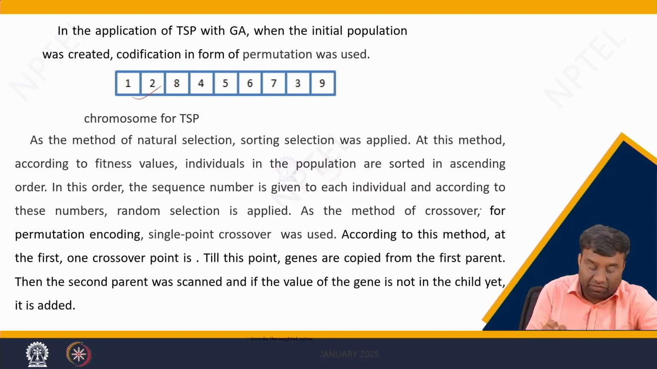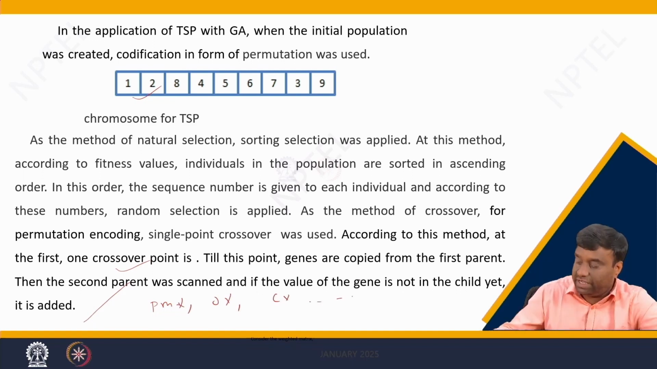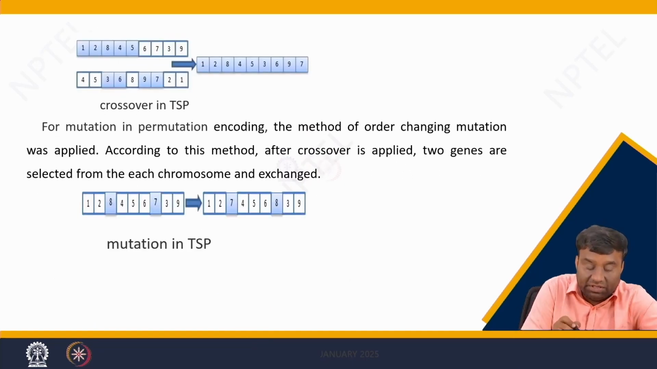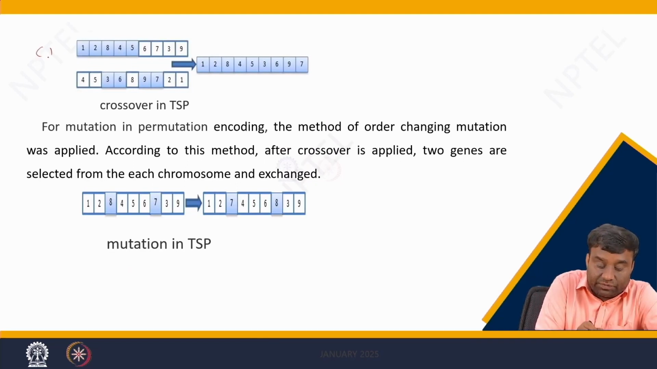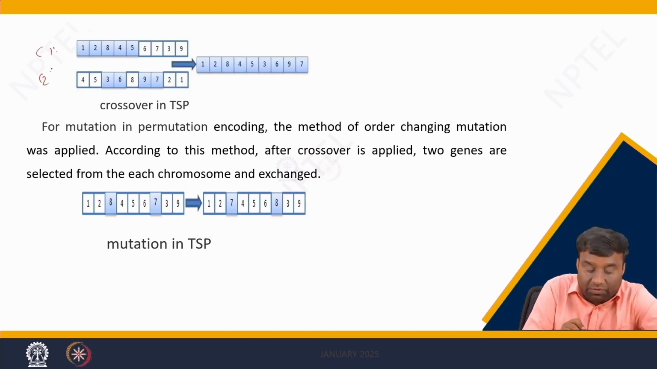As the method of crossover for permutation encoding, single point crossover is used. According to this method, we first choose a crossover point. Then we can use other crossover techniques, such as partial map crossover, order crossover, cycle crossover, etc. Just one example: this is chromosome 1, this is chromosome 2. Here we write 1, 2, 8, 5, 4 directly, and then 1, 2, 8, 4, 5. The remaining genes we write in order: 3, 6, 9, 7.